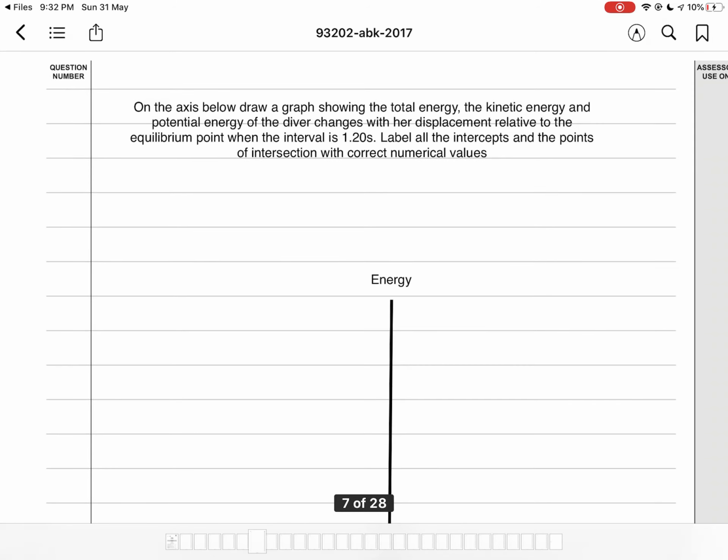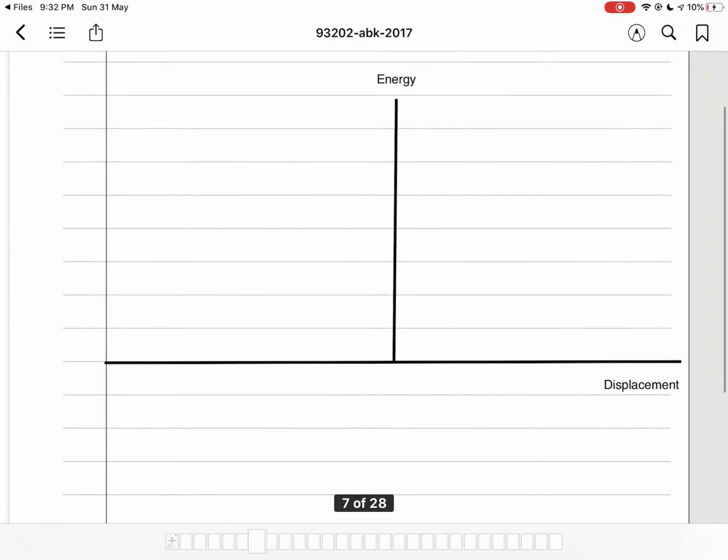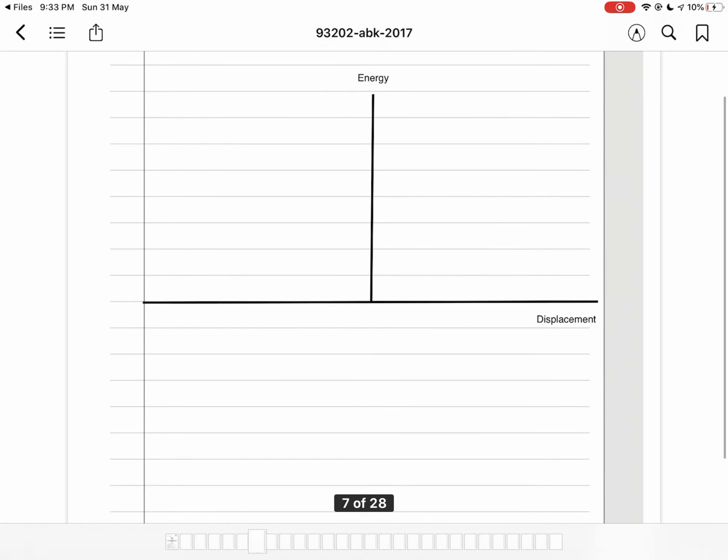Alright, so looking at question D now. On the axis below, draw a graph showing the total energy, the kinetic energy, and the potential energy of the diver changes over displacement relative to the equilibrium point when the interval is 1.2 seconds. Label all the intercepts and the points of intersection with correct numerical values. Alright, so they want both the kinetic energy and the potential energy of the diving board.